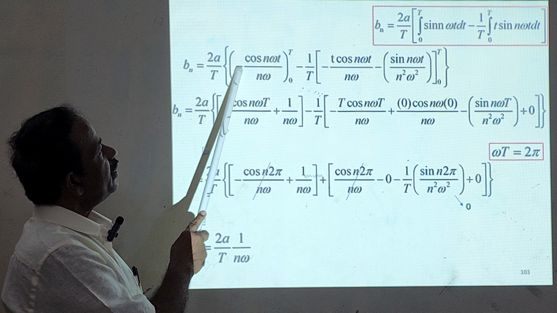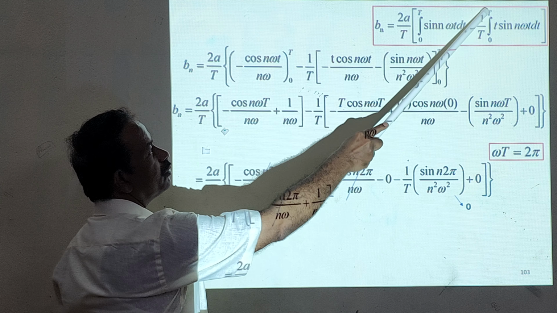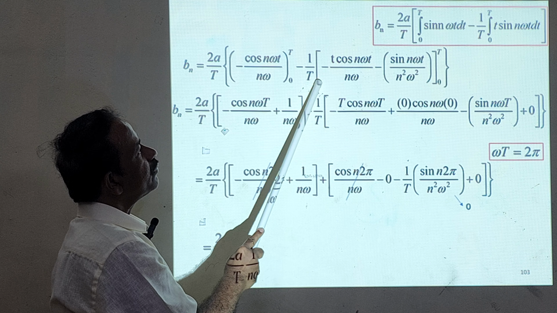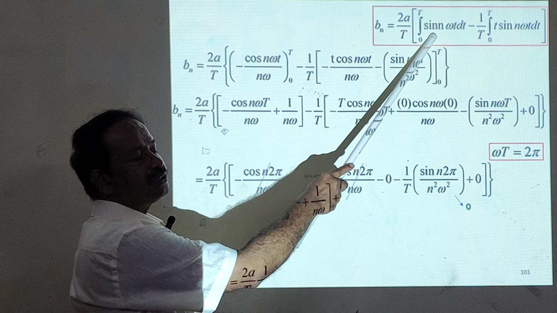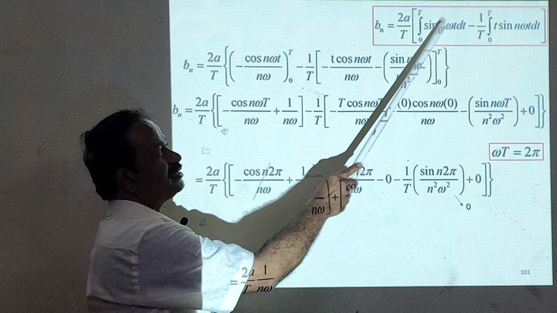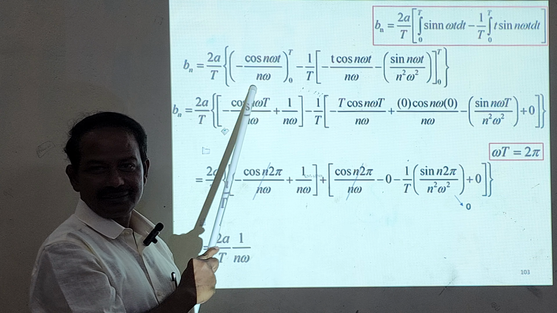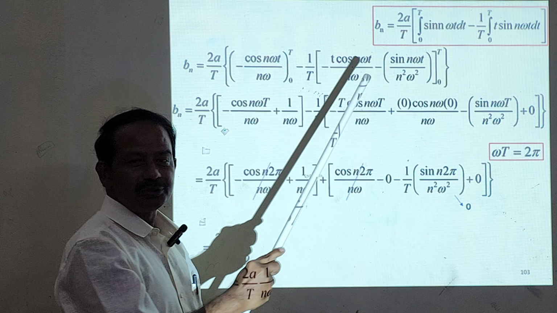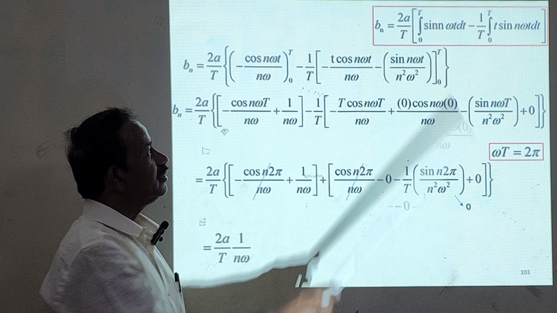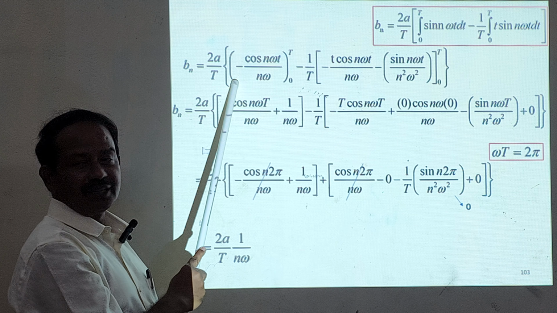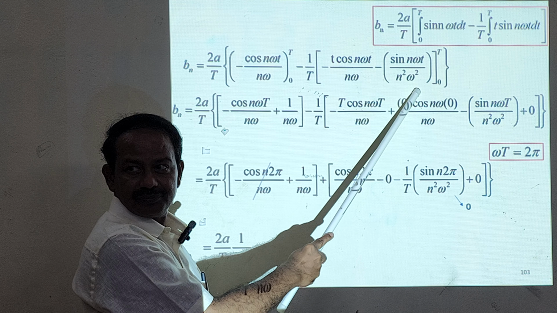So that will give you minus cos n omega t divided by n omega from 0 to T, minus 1 by T. 1 by T is common, so minus t cos n omega t divided by n omega. Directly you can do it. See here, this is your first term and this will be your second term. On integration, the first term will give you this, and for the second term you have to use Bernoulli's theorem. Integration of the first term will give you minus cos n omega t divided by n omega. This is for the second term.